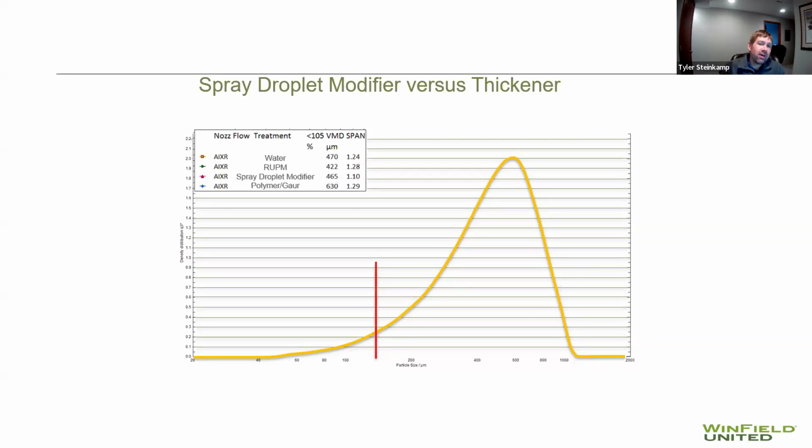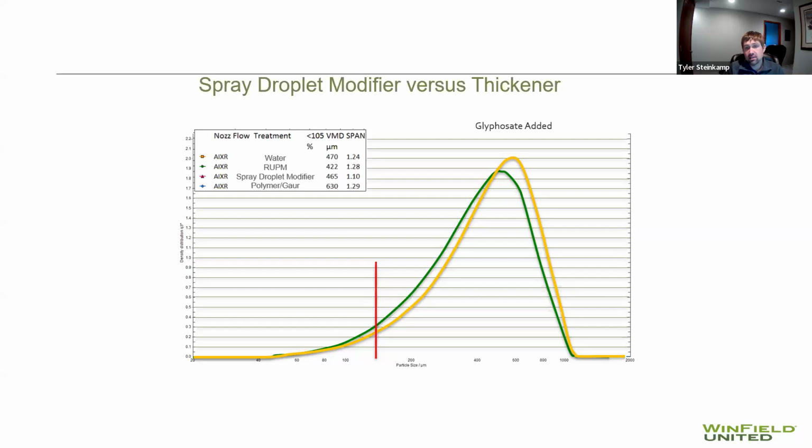Okay, now one thing that affects our droplet size is what's in the spray tank. So for example, when we add glyphosate to the spray tank, it actually decreases, first of all, the consistency of those droplets a little bit. As you can see, our span goes up, but it also decreases droplet size. So our average micron size goes from 470 to 422. Not a huge quantity there, but that is something to keep in mind, is that as we add in some of these products, we will see a change in our droplet size.